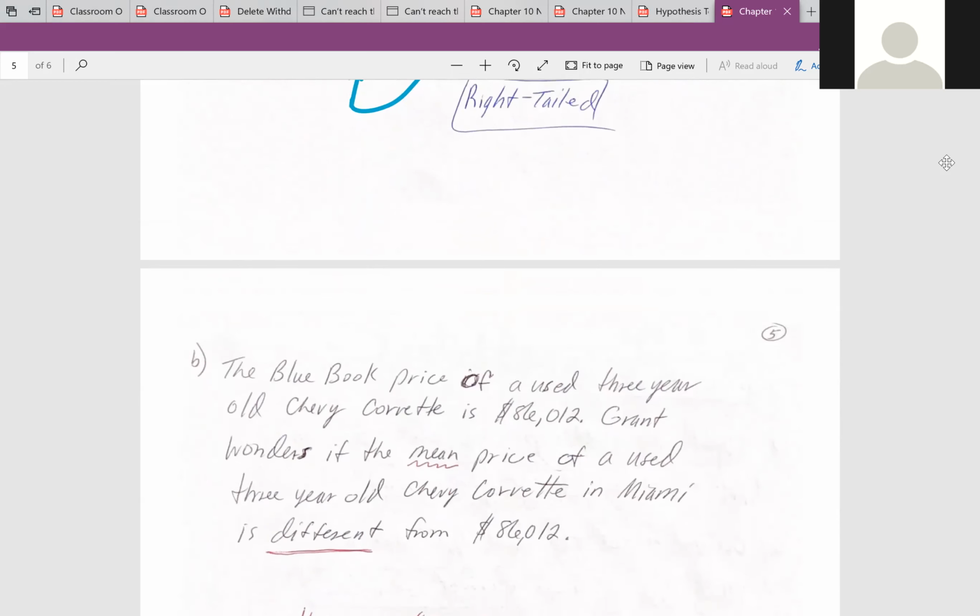All right, so the Blue Book price of a used 3-year-old Chevy Corvette is $86,012. Grant wonders if the mean price of a used 3-year-old Chevy Corvette in Miami is different from $86,012.